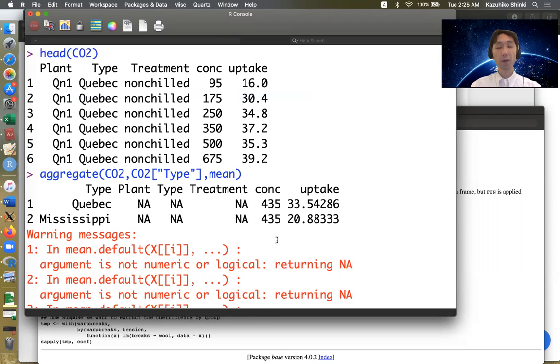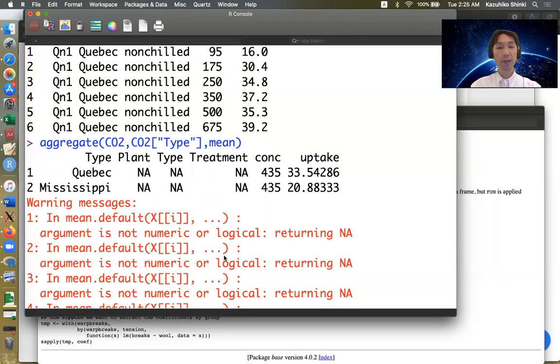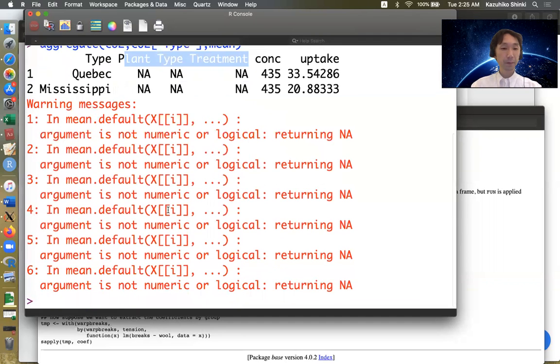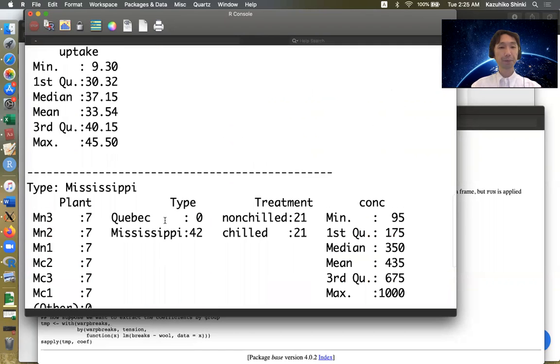Actually, this is a controlled experiment, so concentration is set to be the same. Uptake rates are different between the 2 cities. And the warning messages are because these variables are not numeric, so we cannot take the average. The by function does a similar job, but it reports more useful information for categorical variables.